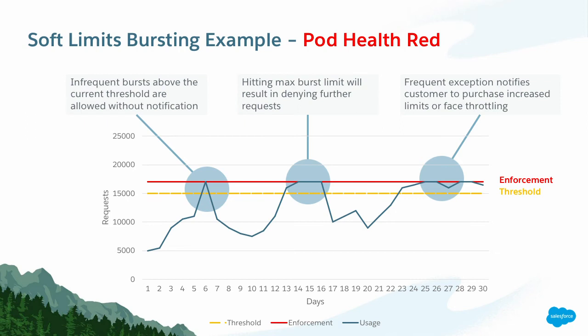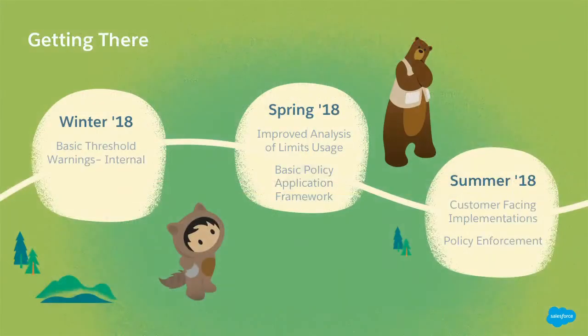So this is how we see soft limits working within our environment. We give you the flexibility to burst above your thresholds when possible, but we're also protecting the health of the resources that we're using to serve you. So hopefully it's a bit of a win-win situation for us. Now, how do we plan on getting there?